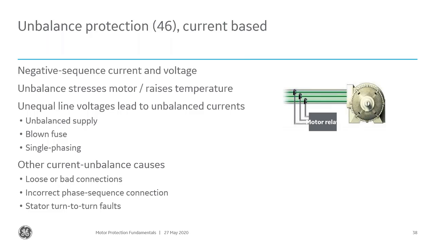But if we do have a gross unbalance, something like a blown fuse, or we're single phasing the motor, there's no need to wait for the motor thermal model to model that extra heating and trip based on that. So what we can do there is set an unbalanced protection. This is typically meant to protect for blown fuses, single phasing, things of that nature. Typically, this is an unbalanced current element.